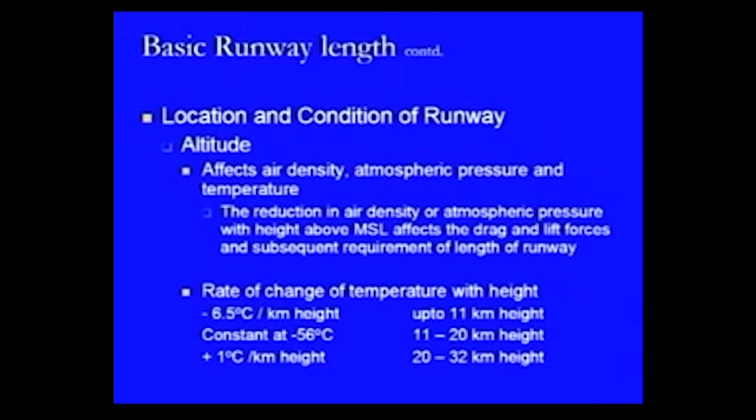Then when we are moving further away from 20 kilometers, that is, we have already crossed the troposphere after 11 kilometers, and we are in another sphere, the stratosphere. In this case, if we are moving from 20 to 32 kilometer height, then the temperature again starts rising with height at a rate of 1 degree centigrade per kilometer. So, these are the rates at which the temperature is changing as we go above mean sea level.